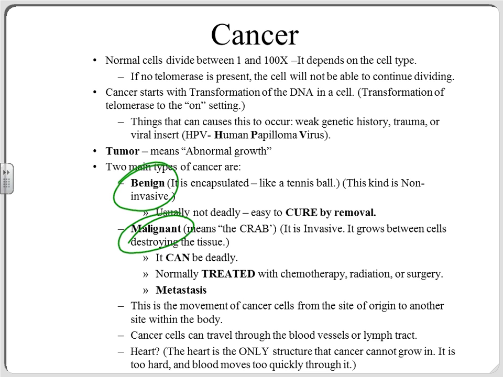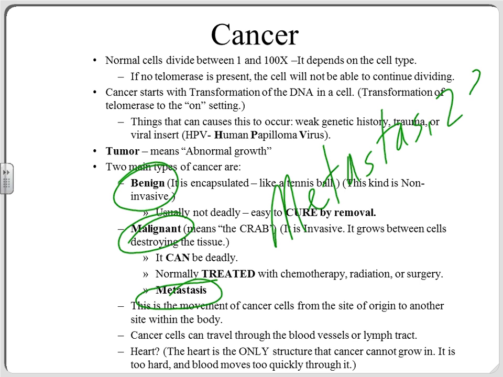And a word I want you to make sure you have in your notes, and you know the definition of, and we'll end with this word, metastasis. Or sometimes it's written as a verb, metastasize. Malignant cancer spreads. That's what metastasis means. It's cancer that spreads from one part of your body to another.